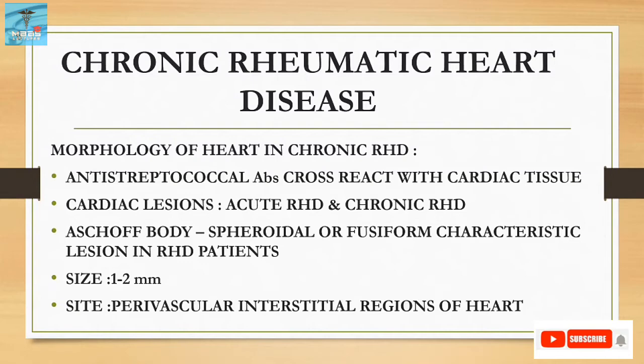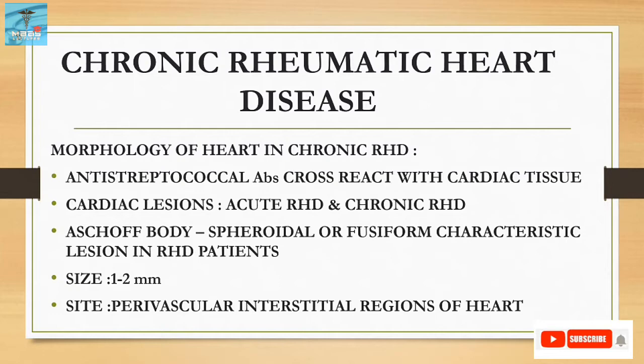Then, details about chronic rheumatic heart disease. The morphology of the heart in chronic rheumatic heart disease is discussed below. Here, anti-streptococcal antibodies cross-react with the cardiac tissues and make cardiac lesions. The cardiac lesions can be studied under two headings: acute rheumatic heart disease and chronic rheumatic heart disease. While discussing cardiac lesions, the ASHF body is very important.